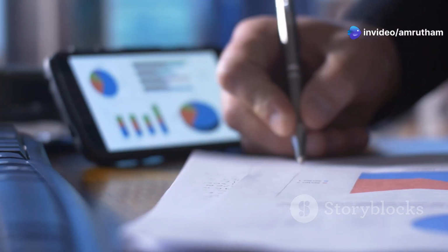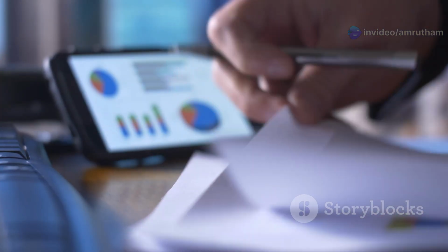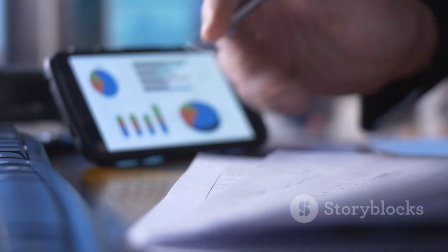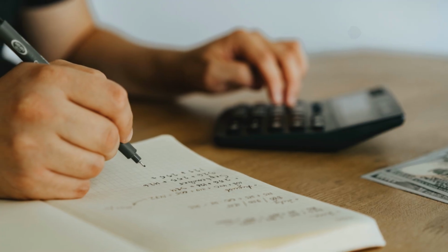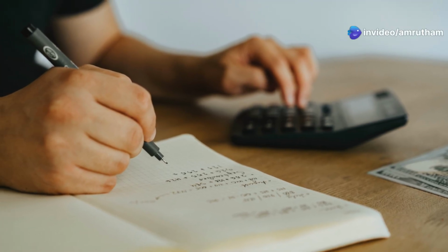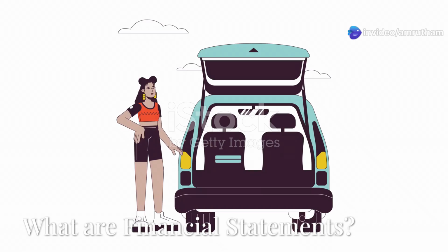We'll focus on 3 important financial statements: the income statement, the balance sheet, and the cash flow statement. These statements paint a clear picture of your finances, helping you make smart decisions with your money. So, let's get started.